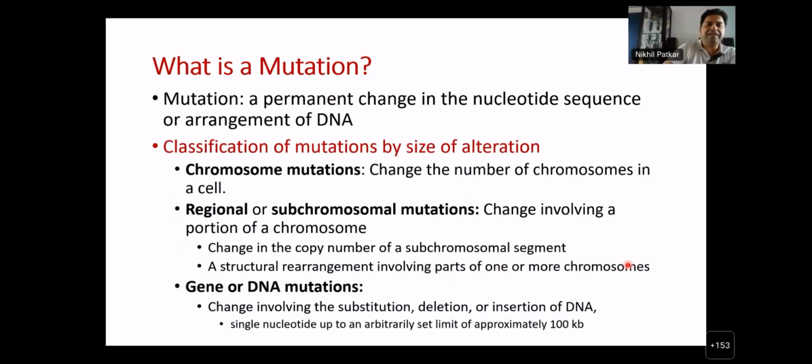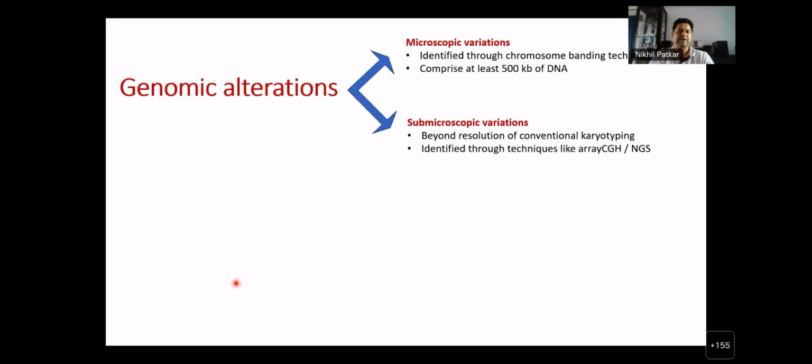A mutation is a permanent change in nucleotide sequence or arrangement of DNA. The classification of mutations is typically done by the size of alteration. Even chromosomal abnormalities are called mutations, but in colloquial usage, you don't refer to them as such. Chromosome mutations can be changes in the number of chromosomes. You can have regional or sub-chromosomal mutations, for example, changes involving a portion of a chromosome. You can have structural rearrangements which involve one or different parts of chromosomes, or you can have gene or DNA mutations which involve substitutions, deletions, or insertions of DNA. So we can show some examples of each of these.